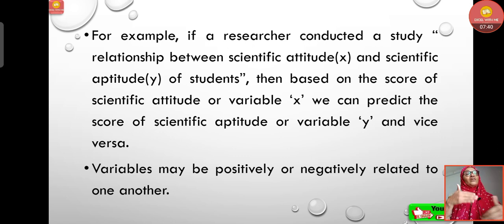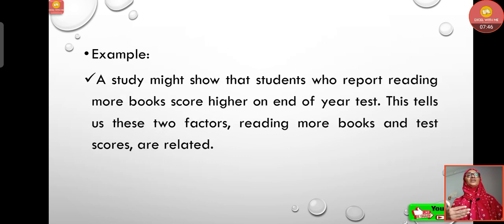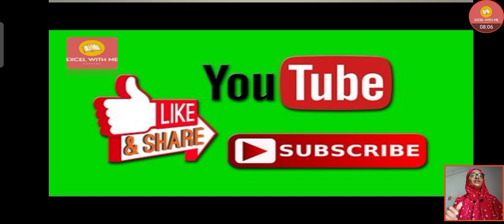We do lots of these kinds of correlations in our educational research in general. A study might show, for example, that students who report reading more books score higher on the end of year test. This tells us these two factors, reading more books and test scores, are related. This is the thing, correlation, we check it out. So this is all about quantitative research.